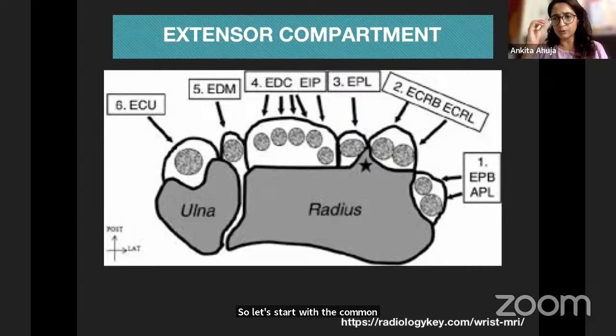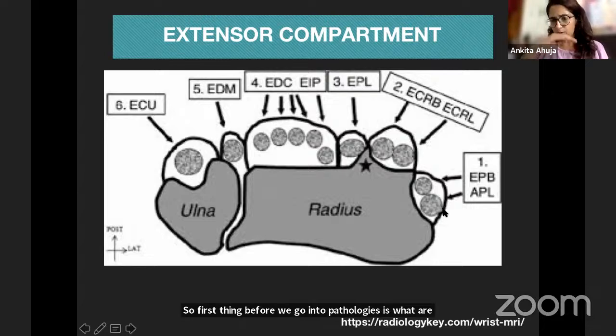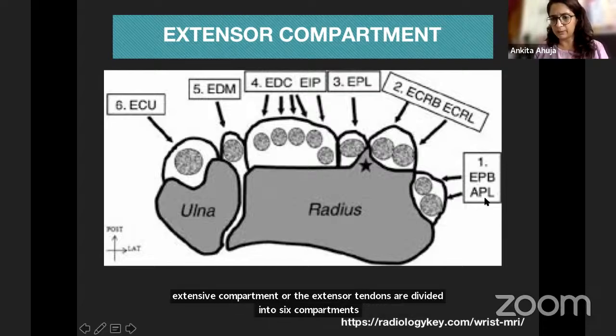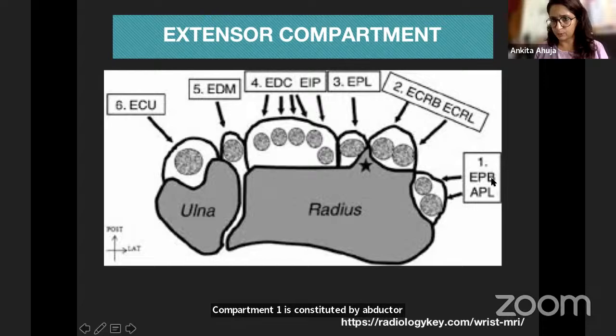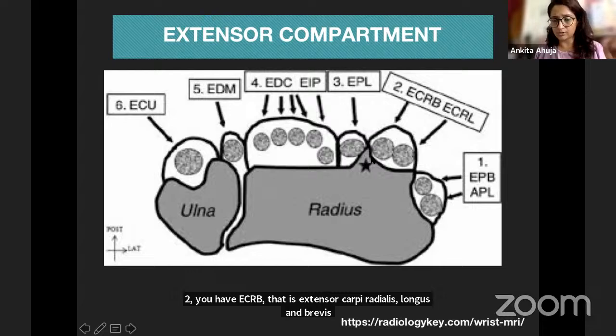First thing, before we go into pathologies, is what are the extensor compartments. The extensor tendons are divided into 6 compartments. Compartment 1 is constituted by abductor pollicis longus and extensor pollicis brevis. Compartment 2 has ECRL and ECRB, that is extensor carpi radialis longus and brevis. And this is very important, this projection you can try to pick up on ultrasound as well.